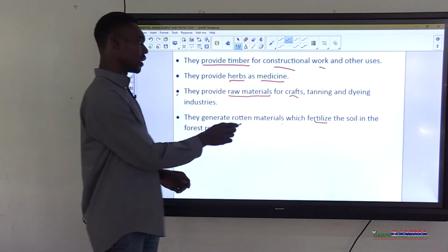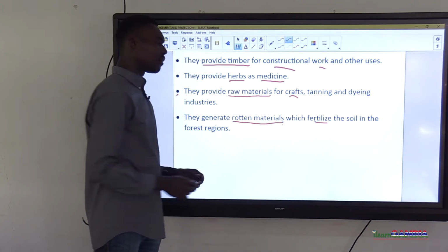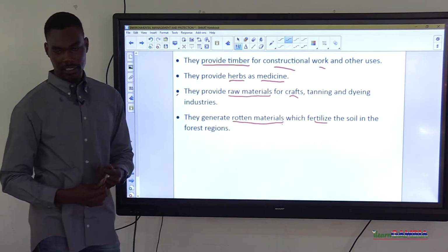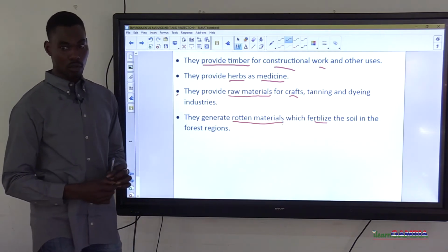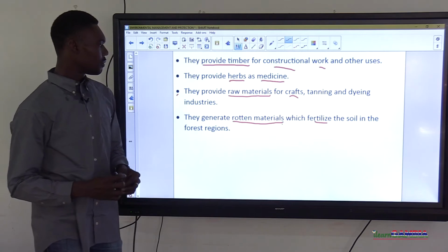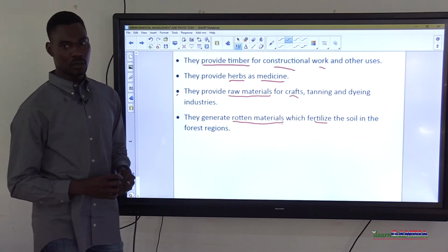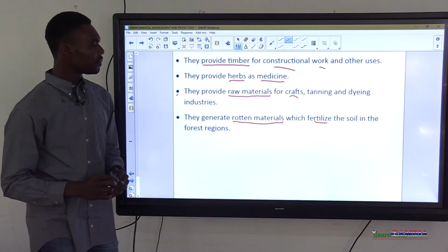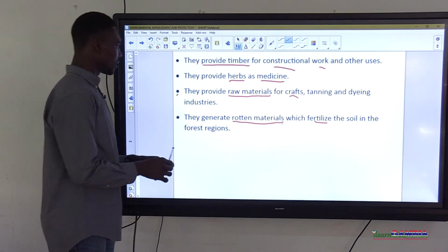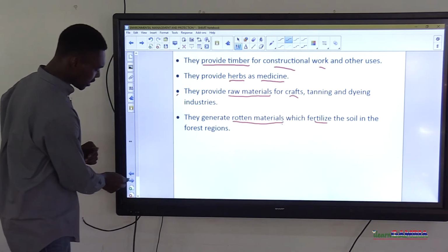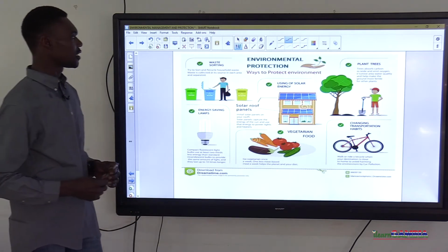Okay? By providing what? Rotten materials in terms of fallen leaves and branches that decay and rot and decompose, then returning important nutrients back to the soil. Okay, so you may proceed now. So take note of this importance of forests in case you may be asked at any time.